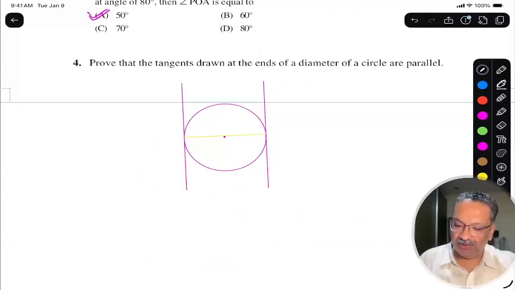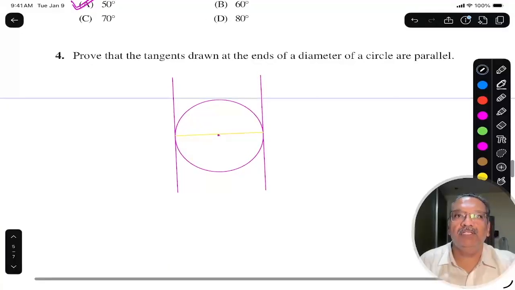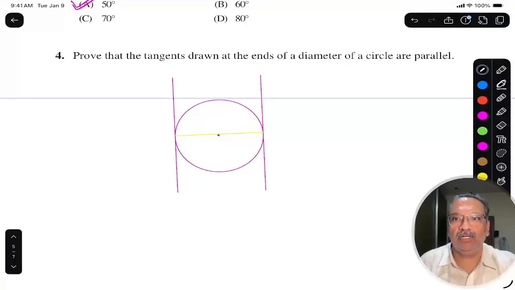Coming to the fourth question, what does it say? Prove that the tangents drawn at the ends of a diameter of a circle are parallel. That is, a circle has a diameter, and if we draw tangents at the two ends of that diameter, we have to say that those two tangents are parallel.